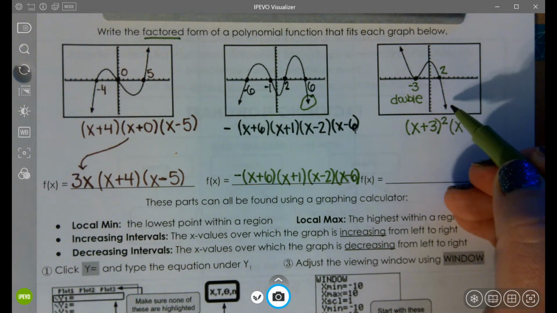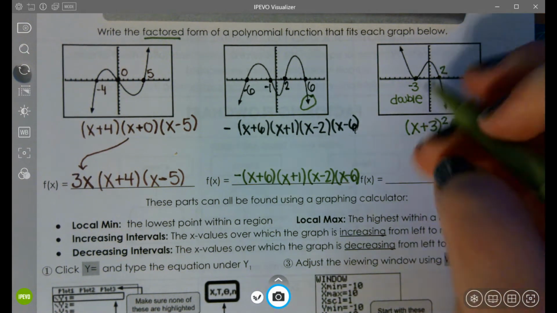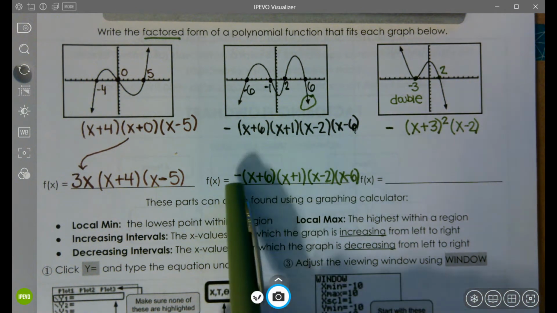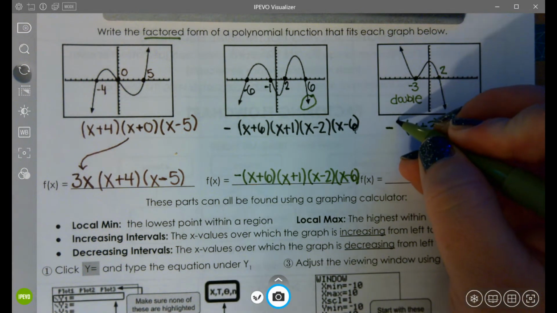And then I'm going to look at the right side. It is going down again, so I need a negative. You can either just put the negative like I did on this one, or you could add a number with it if you want.